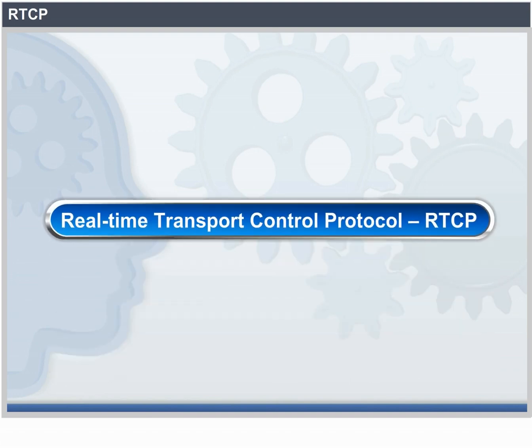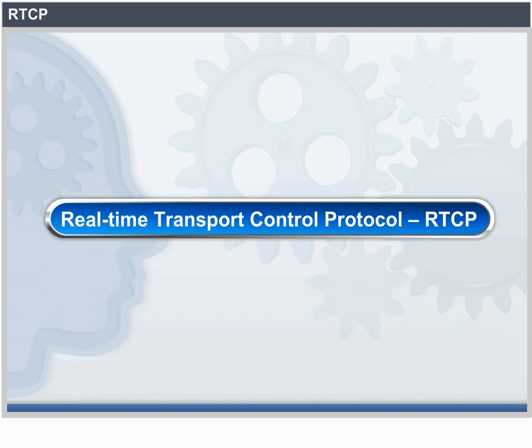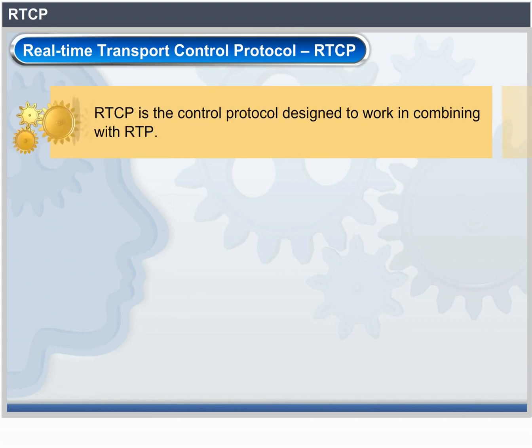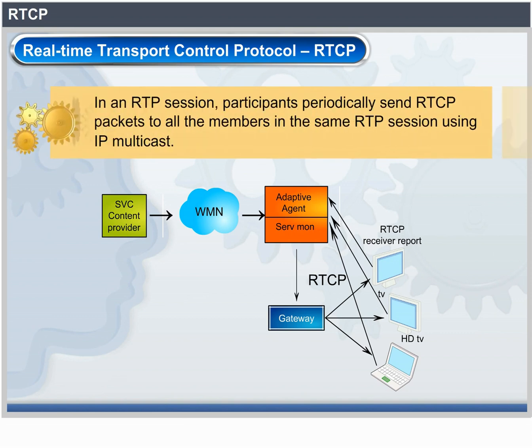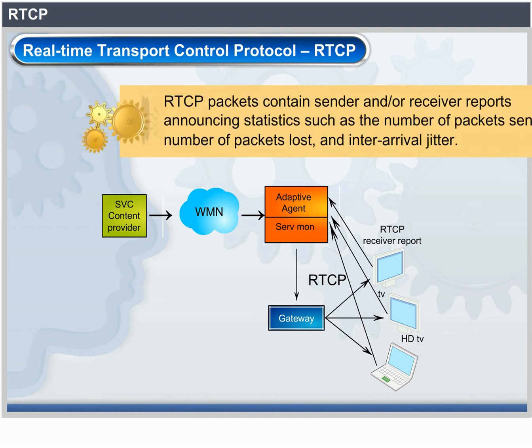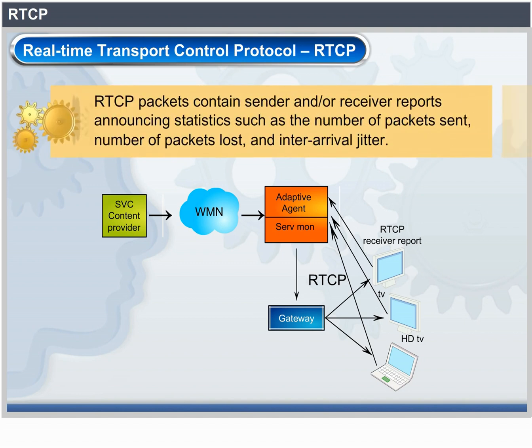RTCP, Real-Time Transport Control Protocol. RTCP is the control protocol designed to work in conjunction with RTP. In an RTP session, participants periodically send RTCP packets to all the members in the same RTP session using IP multicast. RTCP packets contain sender and/or receiver reports that announce statistics such as number of packets sent, number of packets lost, and inter-arrival jitter.